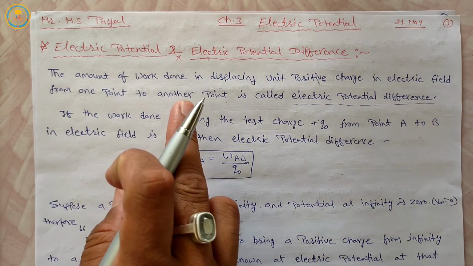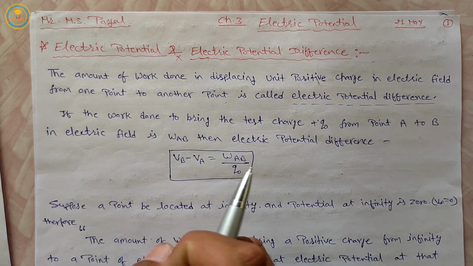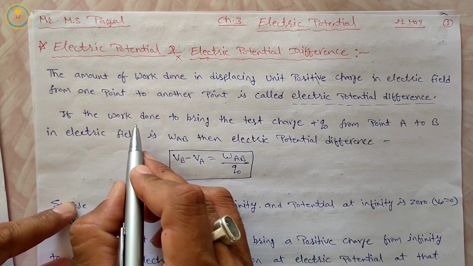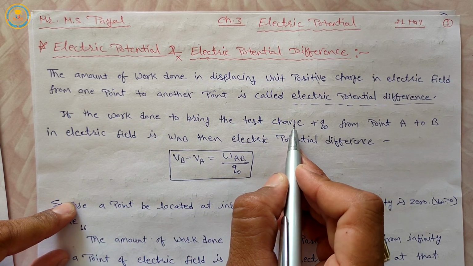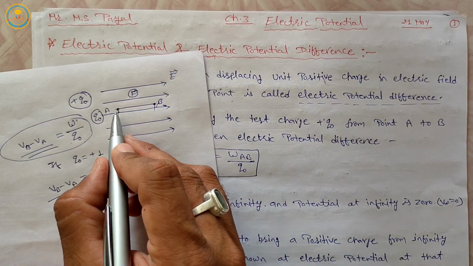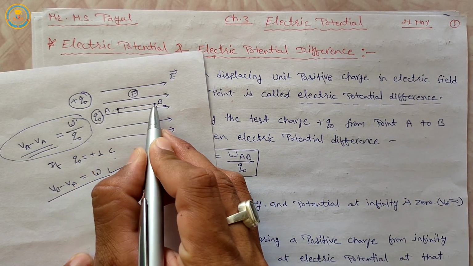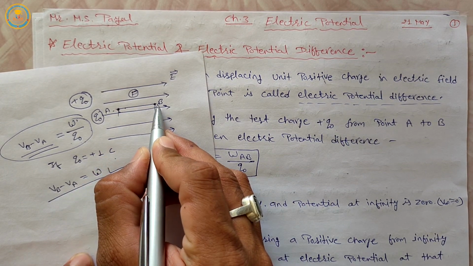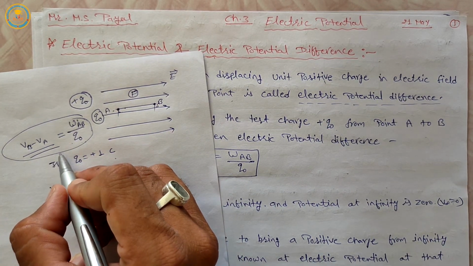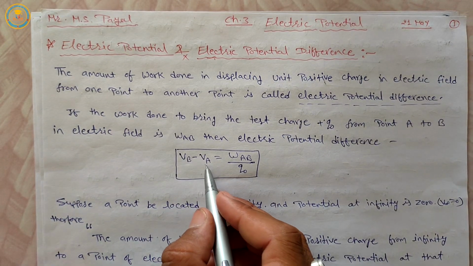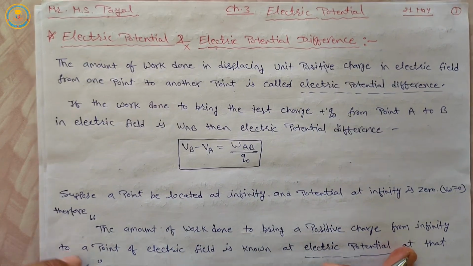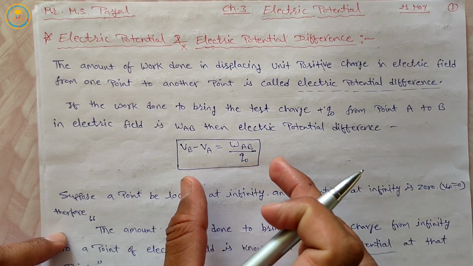Okay, according to this definition, we write the mathematical form of electric potential difference. For this, if the work done to bring the test charge plus Q naught from point A to B is WAB, then the electric potential difference VB minus VA is equal to WAB upon Q naught. Okay, this equation represents the electric potential difference.